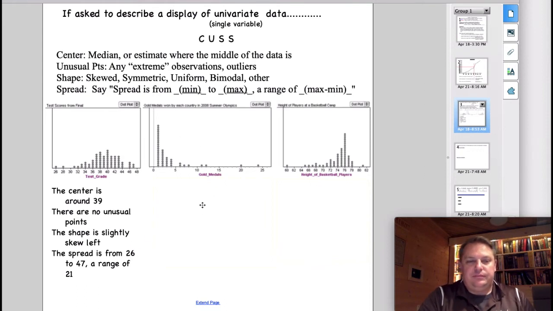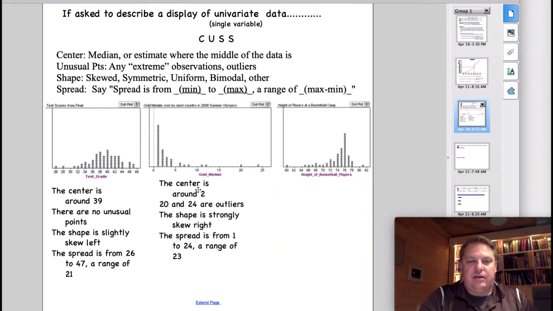The one in the middle, the center is around 2. Again, I'm kind of eyeballing a little bit. You could actually count the points if you wanted to give the exact median. I would say in this one, 20 and 24 are outliers. You could maybe debate these and say they're mild outliers. I don't know, but 20 and 24 are definitely way far away from the rest of the data. This shape is definitely skew right. There's not a lot of debate here.